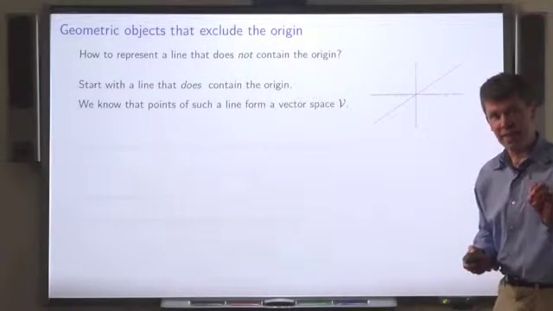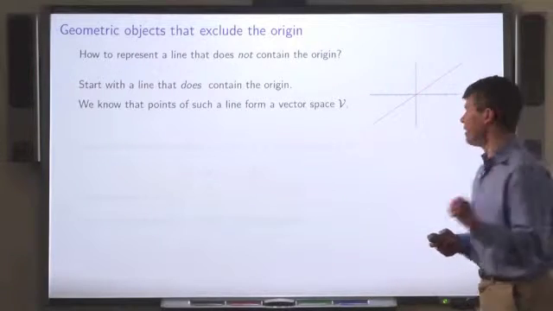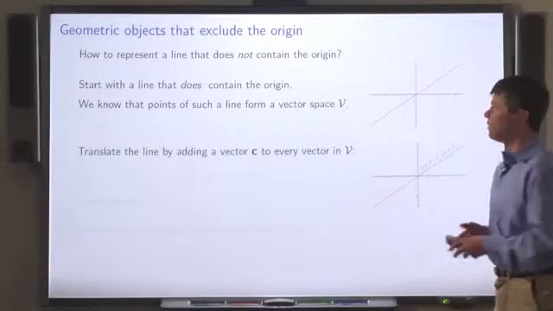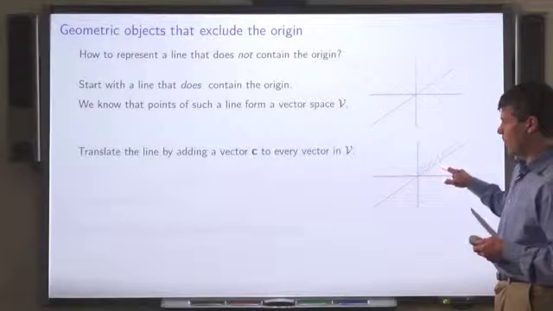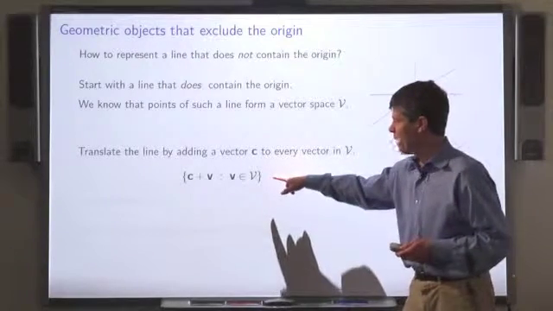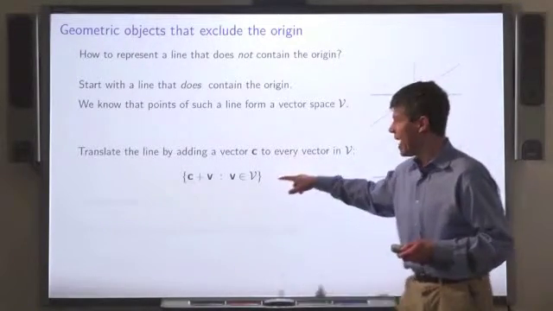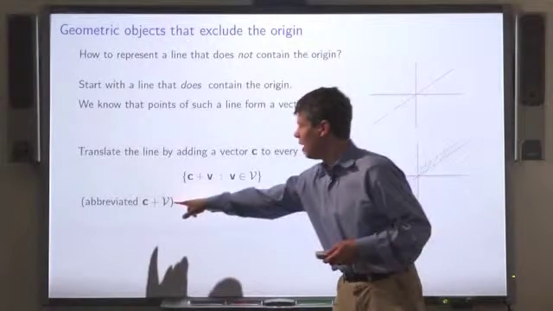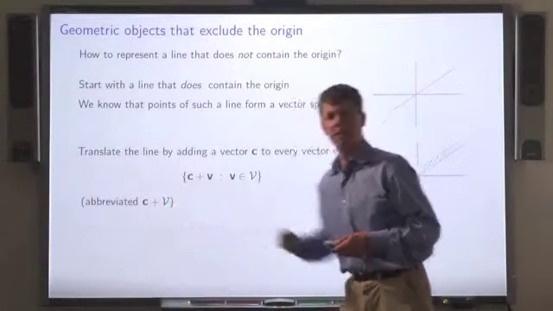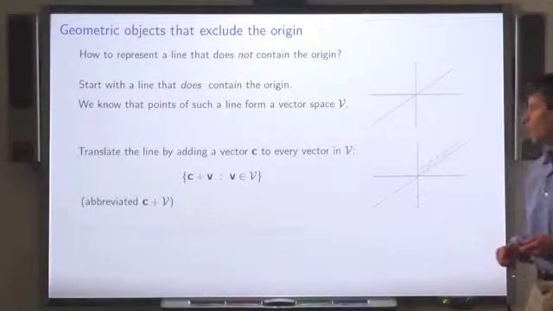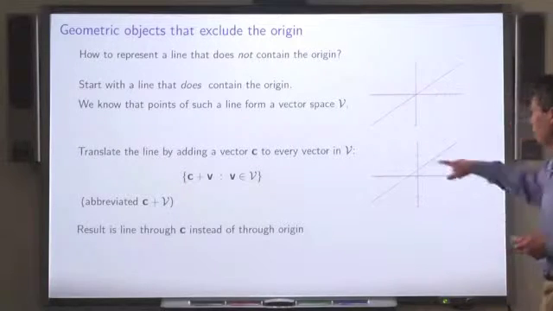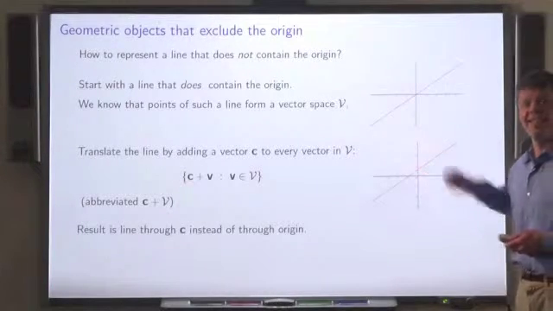We're going to translate that line by adding a vector c to every vector in big V. So here's the mathematical formulation of that. And we'll abbreviate that in this way, c plus big V. What we get is the line through the point c instead of through the origin.